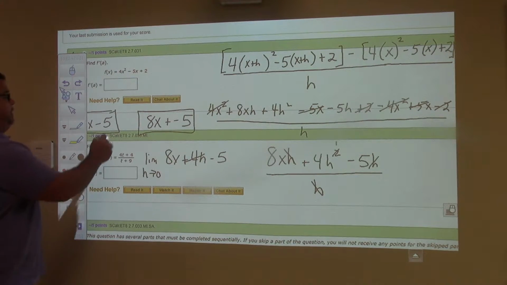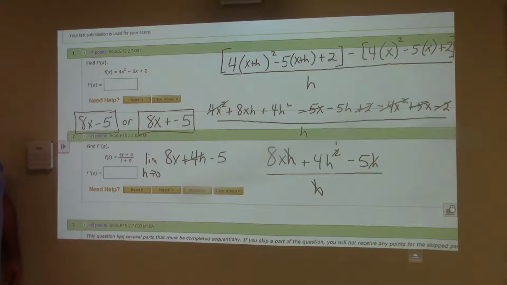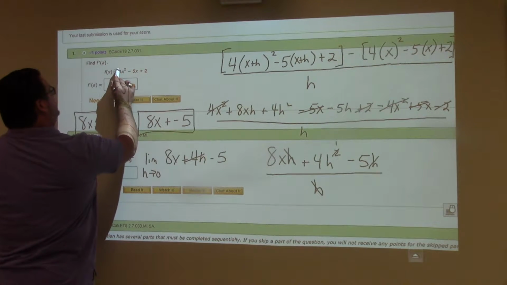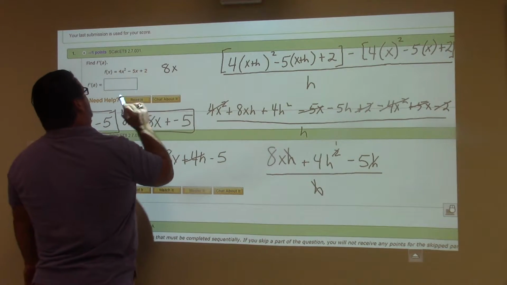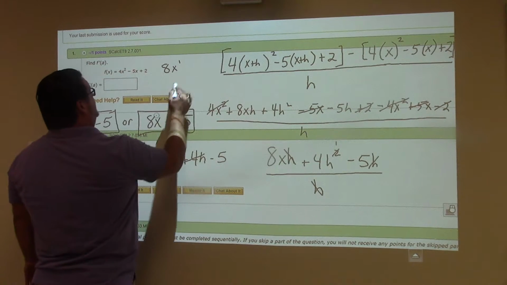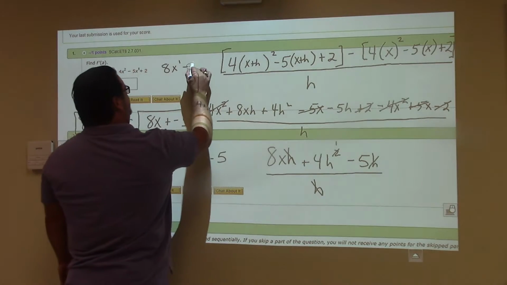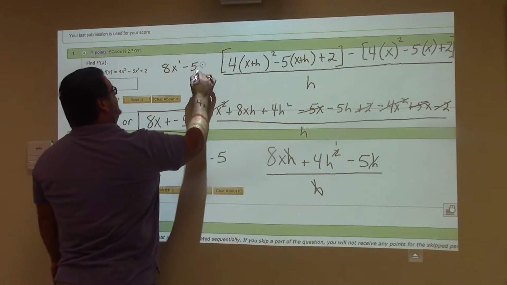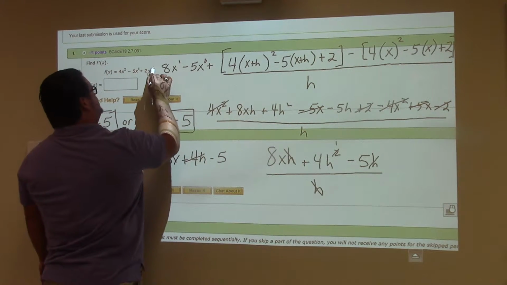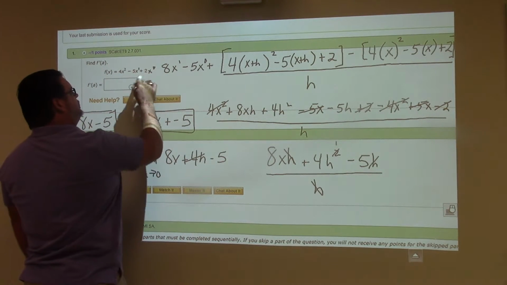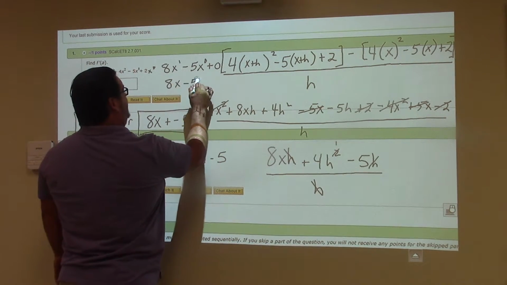So, that's your answer. Now, 2 times 4 is what? 8, Hubert. X, what's 2 minus 1? 1. Minus, this is 1. 1 times 5 is 5. 1 minus 1 is 0. Plus, what's 0 times 2? 0. So your final answer is 8x minus 5.